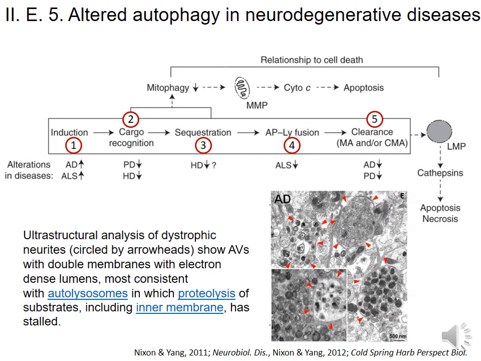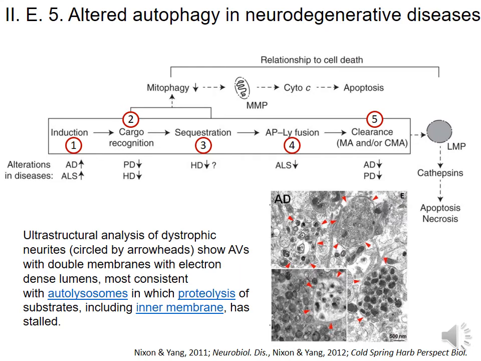So, the macroautophagy pathway can be classified into different steps, as we saw in the previous slide. These steps can be classified into induction of the phagophore, cargo recognition, sequestration of the cargo, fusion with the autophagosome, and then clearance by the autolysosome. And each of these steps can be affected in different neurodegenerative diseases, and this is how it connects with cell death, or its relationship to cell death.